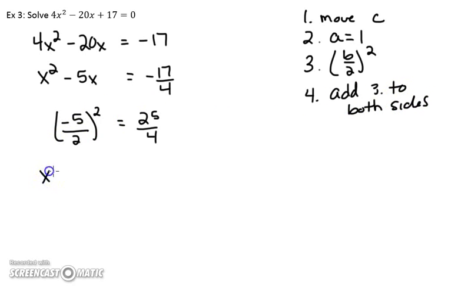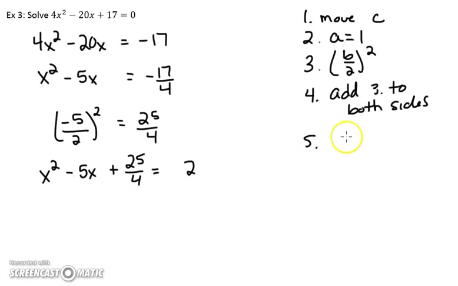So x squared minus 5x plus 25 fourths equals negative 17 plus 25 fourths, which is going to be negative 2. Right, so 3 is going to get us up to 20, and then 5 more is going to be 8. So it's negative 8 fourths. I'm sorry, not negative 8 fourths, that's positive 8 fourths. So let's get rid of that negative sign. This is going to be positive 2.